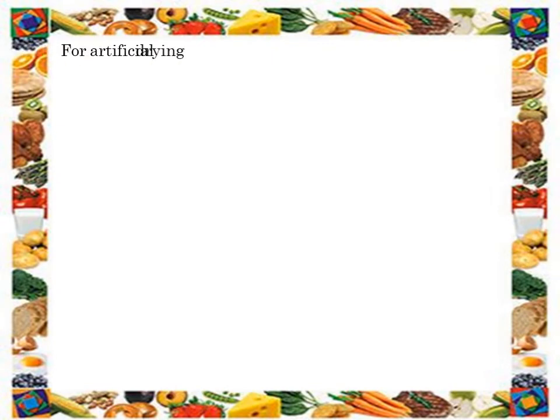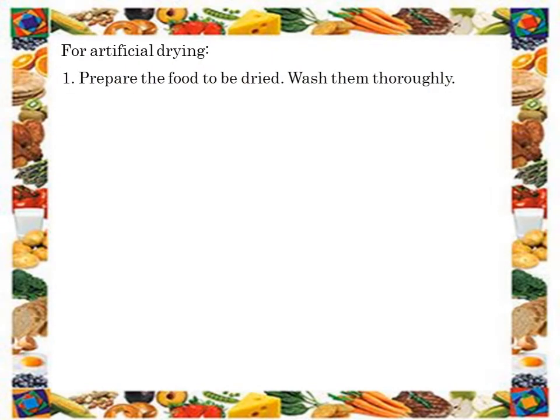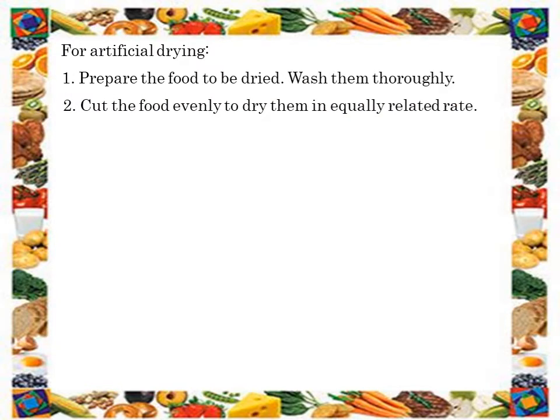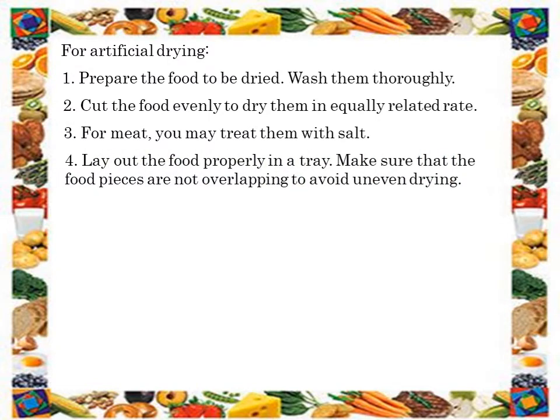For the artificial drying procedure, number 1, prepare the food to be dried. Wash them thoroughly. 2. Cut the food evenly to dry them at an equal rate. 3. For meat, you may treat them with salt. 4. Lay out the food properly in a tray. Make sure that the food pieces are not overlapping to avoid uneven drying.